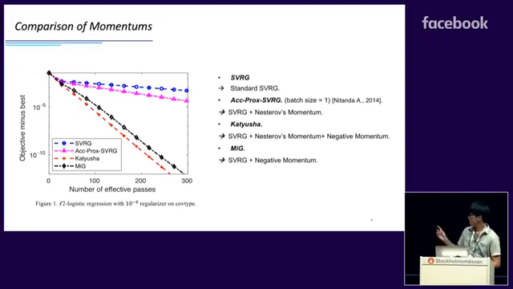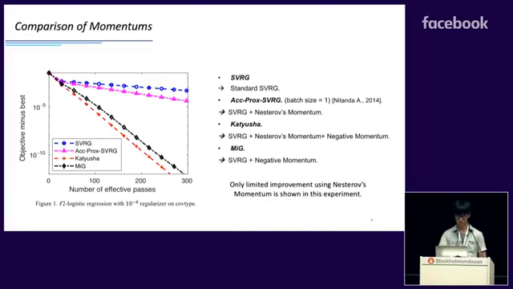For ACC proximal SVRG, we use a mini batch size of 1. It's analyzed in Nitanda's work that it requires a large enough mini batch to achieve acceleration. When the mini batch is set to 1, there's no acceleration effect. That partially explains why natural momentum is maybe not very effective in the stochastic scheme. And I've just learned that a mini batch of 1 is the optimal choice from the stochastic batch size paper, that great work. Okay, yes, only limited improvement shown.